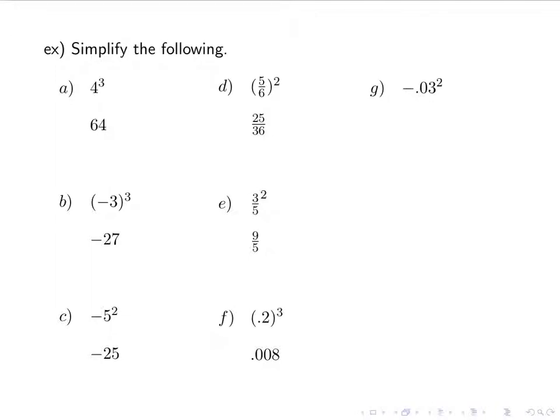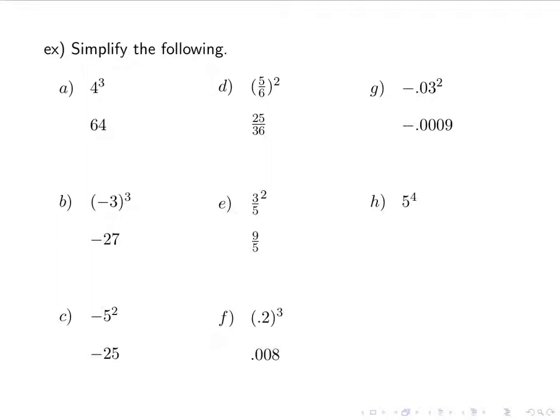Similarly, -0.03 squared. The negative is not in parentheses, so it's going to be a negative times 0.03 times 0.03. And we get negative 0.0009. I have 2 decimals from the 0.03. I'll have 2 decimals from the other 0.03, so that's 4 decimal places, so 0.0009. Again, just be really careful with the decimal places when you're doing exponents.